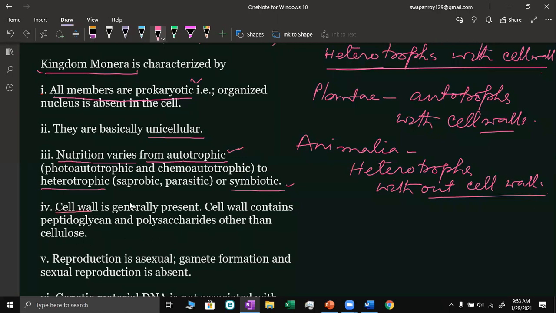Cell wall: most of them contain a cell wall, but in some others the cell wall is absent. Where the cell wall is present, it contains peptidoglycan. Okay, a peptide-containing carbohydrate, an amino acid-containing carbohydrate, is the important feature. This is there, which is not present in plants and fungi.